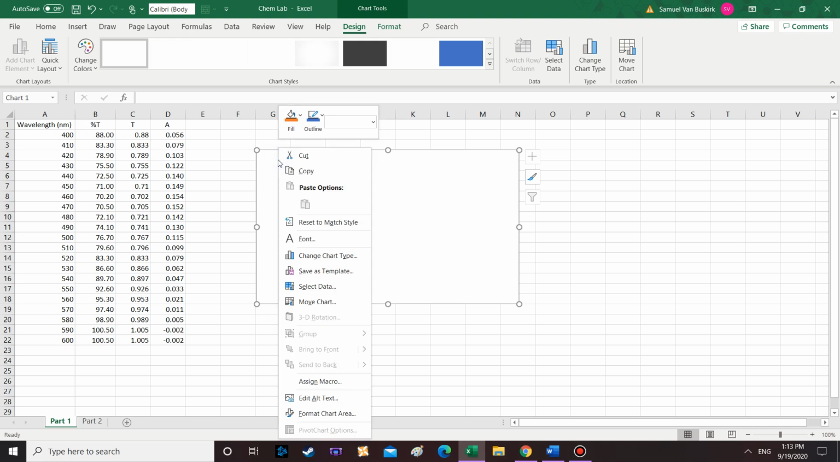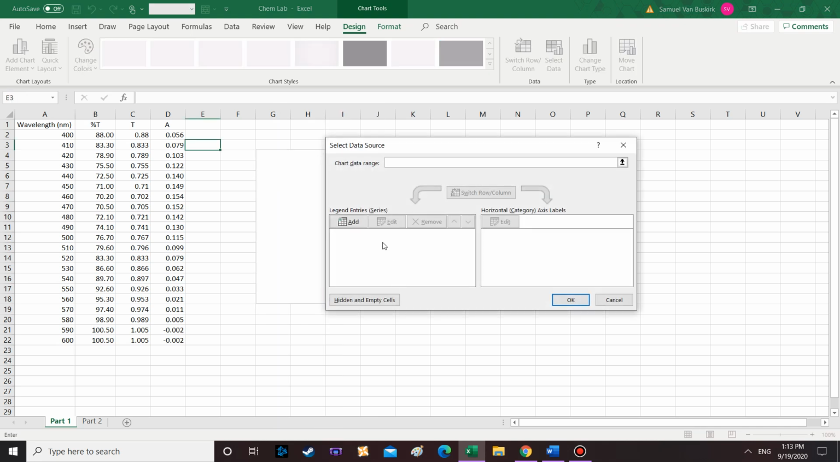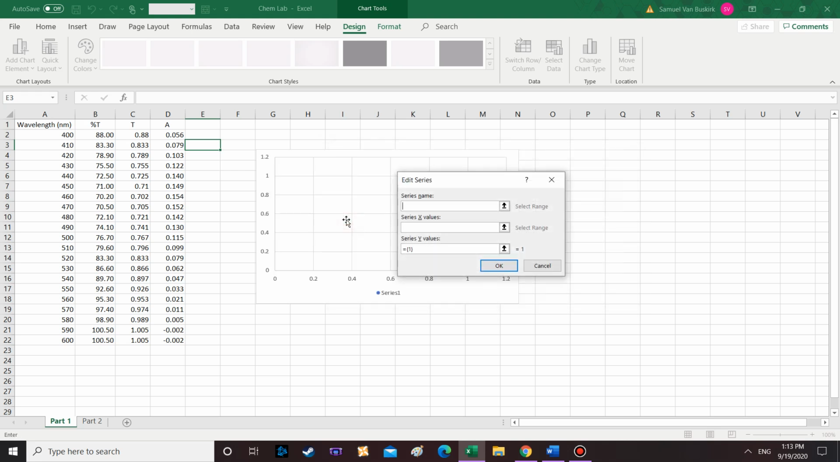What we're going to do is right-click and select data, and we're going to go to this legend entries box here, click Add. Alright, so now it wants to know what values we want to put in our x-axis and our y-axis.